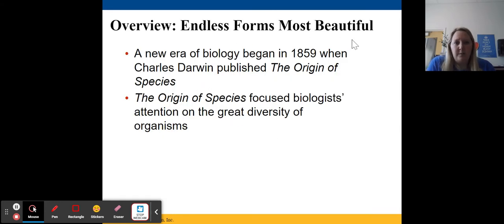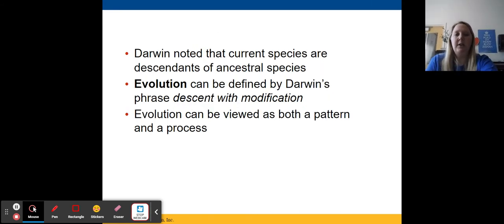There are endless forms of species on this earth, and that began with an understanding in 1859 when Darwin published The Origin of Species. This focused biologists' attention away from the earth being small and not very old to the diversity that organisms really did exhibit. He noted that current species are descendants of those from ancestral species.